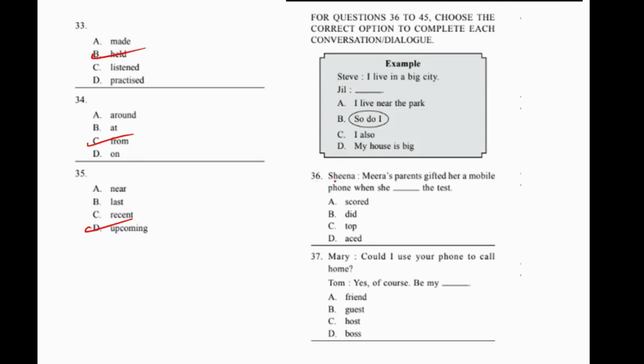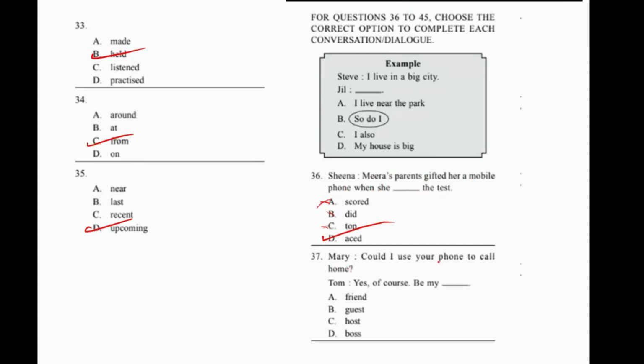Question number 36: Mira's parents gifted her a mobile phone when she dashed the test. Obviously she might have scored well. She scored the test? No, this is not completing the sentence. She did the test? No. She topped the test? No, it should be topped, but here only top is given, so this is not the correct answer. Next, she aced the test. Yes, aced means getting the highest marks. Mira's parents gifted her a mobile phone when she aced the test. So option D is our correct answer.